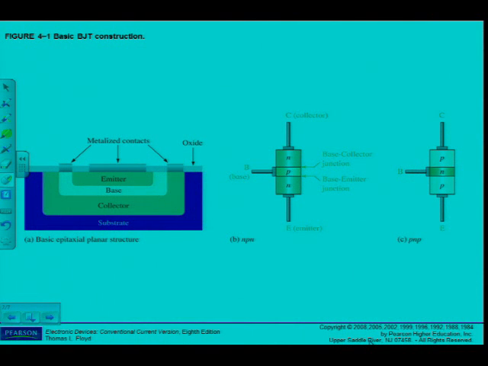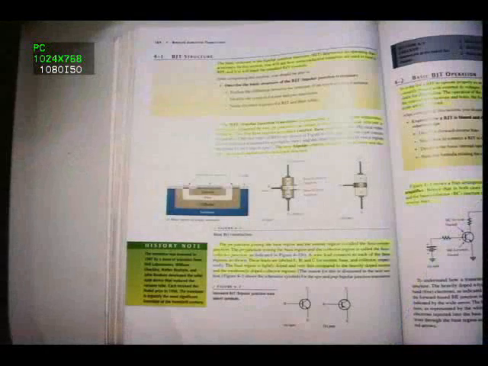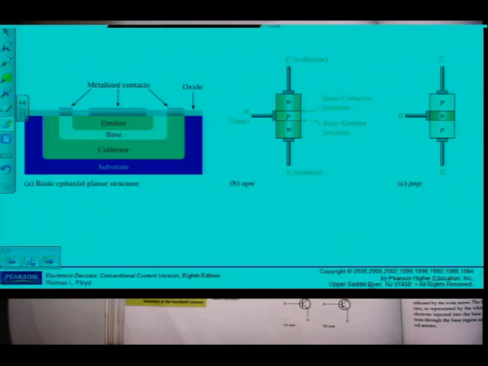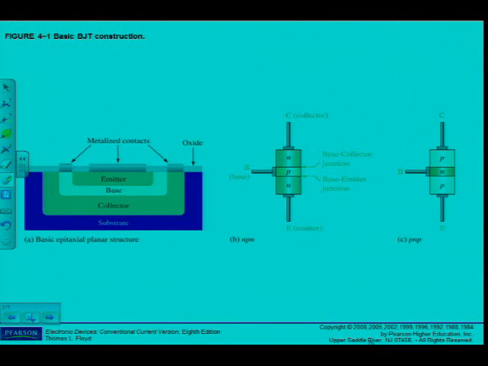Referring back to the textbook again, just above this figure that I'm showing, the BJT, which stands for bipolar junction transistor, is constructed with 3 doped semiconductor regions separated by 2 p-n regions as shown in the epitaxial planar structure in figure 4.1a. The 3 regions are called the emitter, base, and collector. Alright, so there we can see it.